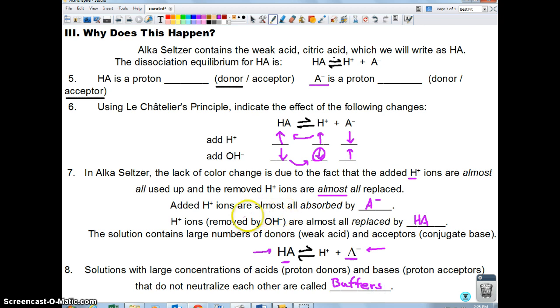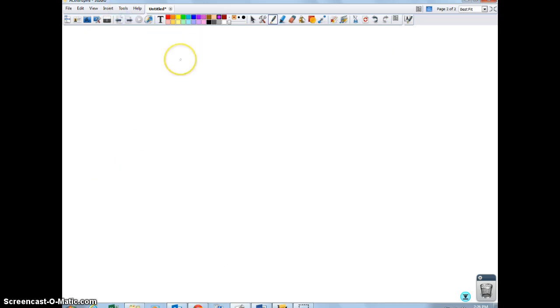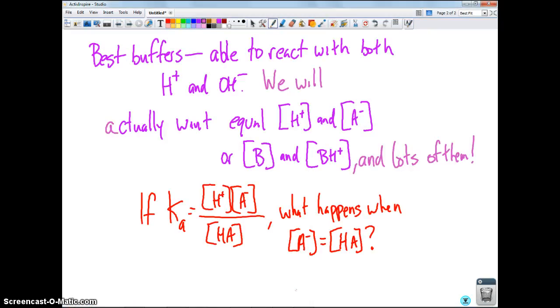There's a lot more to talk about with these things called buffers, but I'm not going to do it on this portion here with all of the stuff here. I will start a new page, and I will pick up with that in a little while.